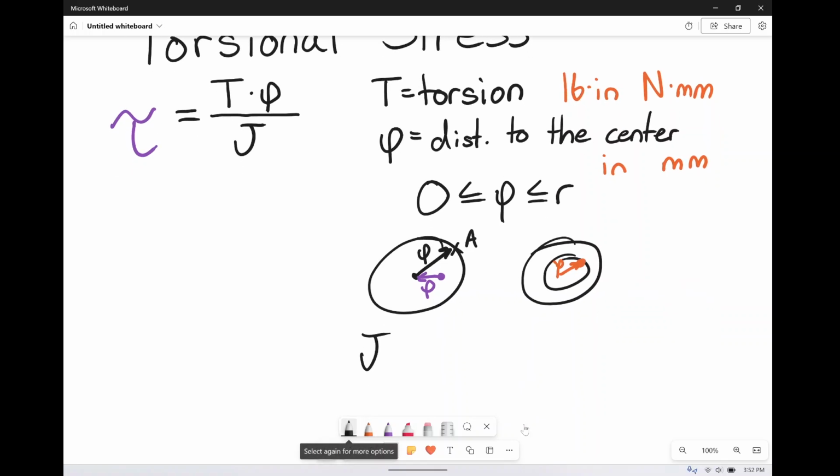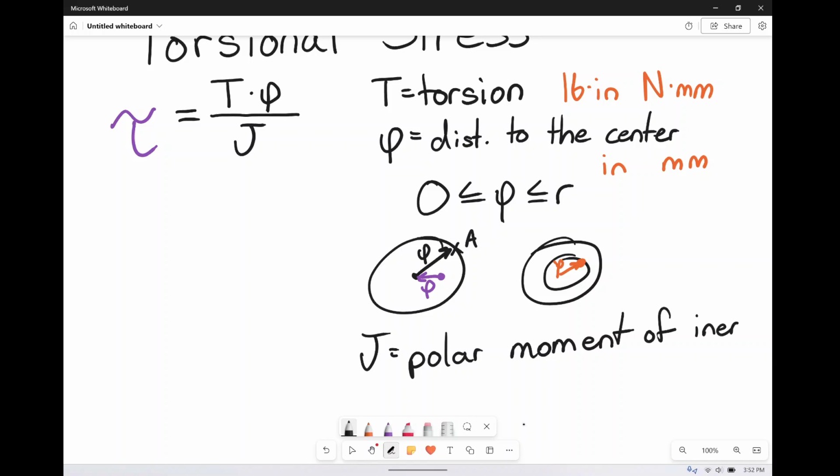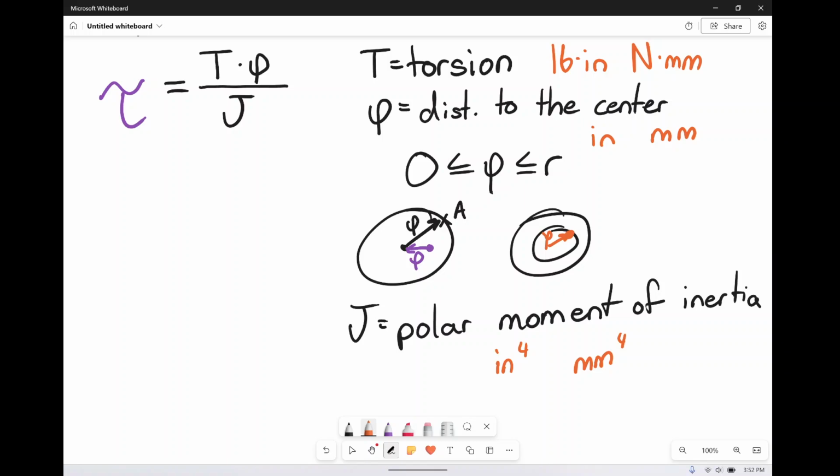And lastly, J is polar moment of inertia. So polar moment of inertia is going to have units of inches to the fourth or millimeters to the fourth. And polar moment of inertia has its own fun equation. Now, if you're looking at all of these units, you have pound inches times inches divided by inches to the fourth. You're going to have our stress in PSI. Same thing for SI units. It's going to be newtons per millimeter squared, which, by the way, is a megapascal.